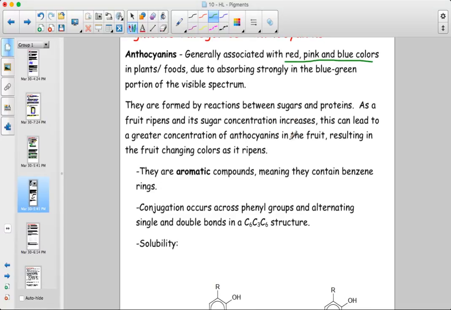And so as fruits ripen and get more and more sugar concentrated inside of them, it tends to lead to more anthocyanins in the fruit, which is part of the reason why fruits get more and more colored as they ripen, most of the time.